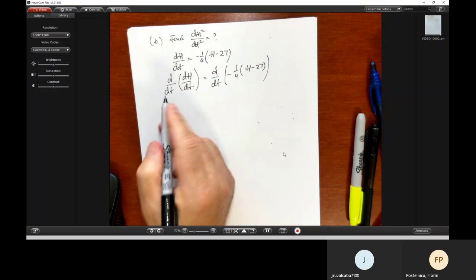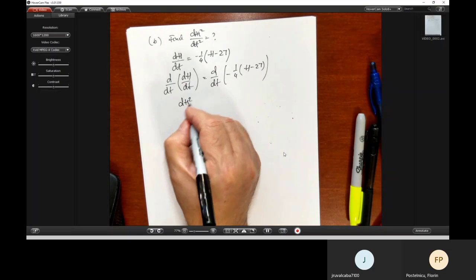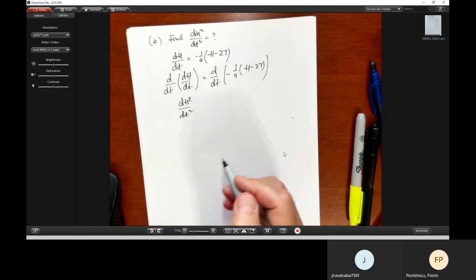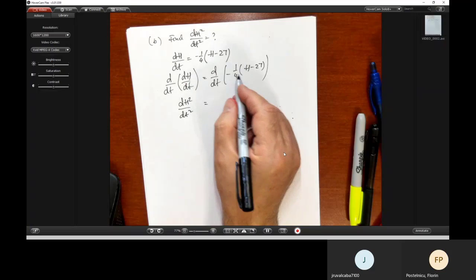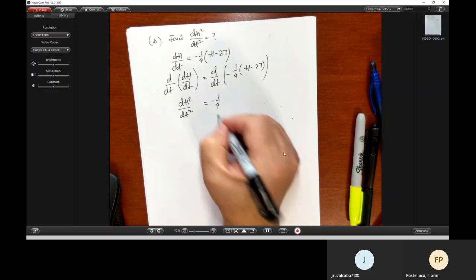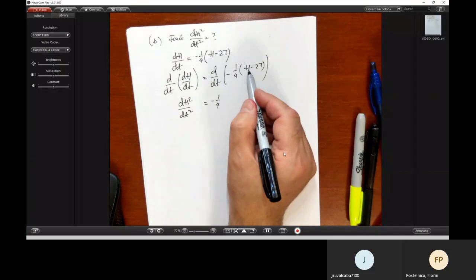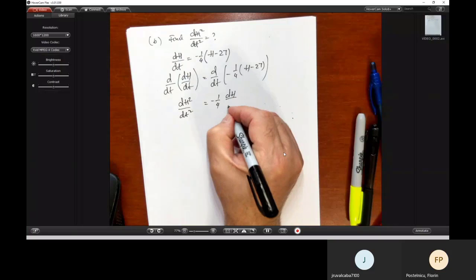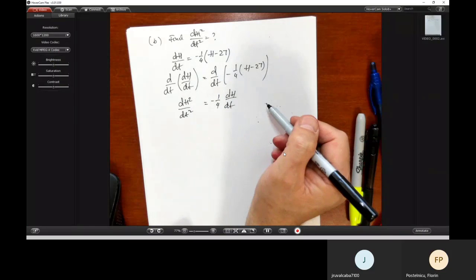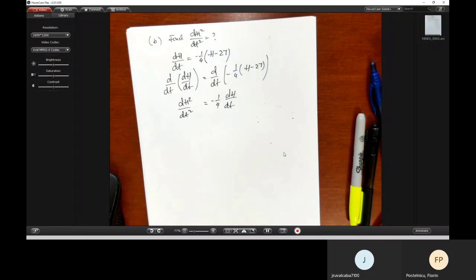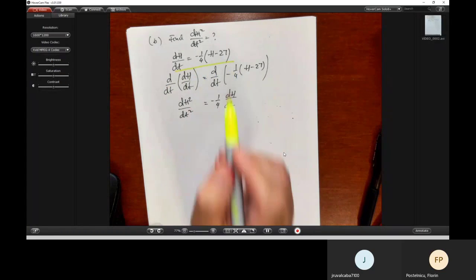On the right side, I will use the distributive property of differentiation. Notice that negative 1/4 is a constant, so it gets outside of the differentiation process. And the derivative of h with respect to time is dh/dt. The derivative of negative 27 is going to be 0, so that's not part of my equation. And I'll say, hey, but what should I do now? Where do I take the dh/dt? Well, that's the equation that's given to us. So I will replace dh/dt with its expression, which is negative 1/4 times h minus 27.